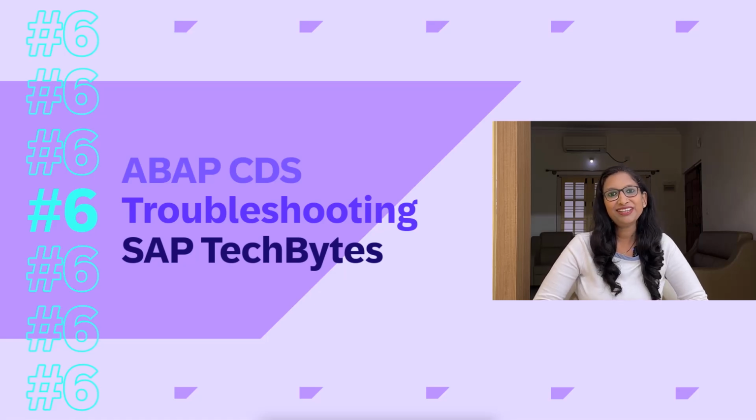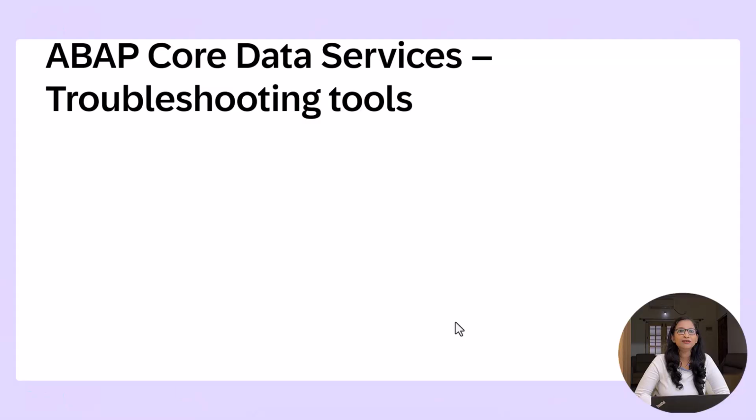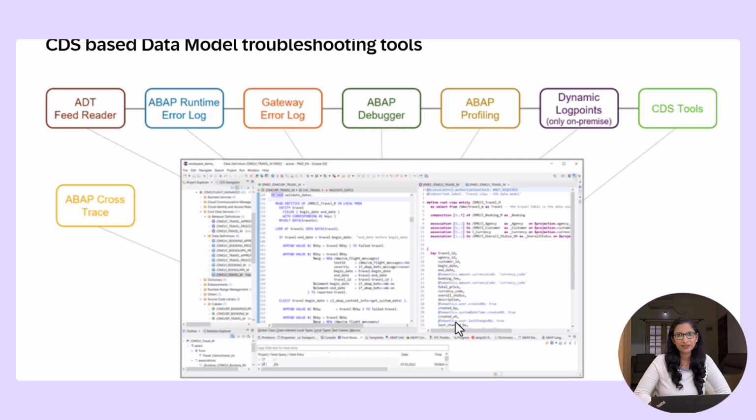Troubleshooting and debugging is an integral part of any developer's work. For ABAP CDS, a set of troubleshooting tools is available, and that is the topic for today's episode. ABAP Development Tools for Eclipse offers various tools in the form of Eclipse views to analyze the data model and the query defined in the ABAP Core Data Services. This picture gives a comprehensive look at all the available tools, and we will check them one by one.